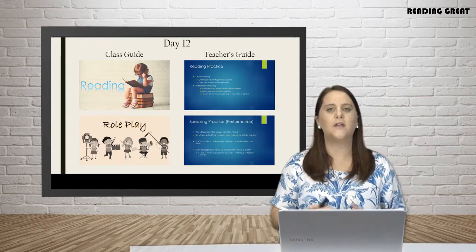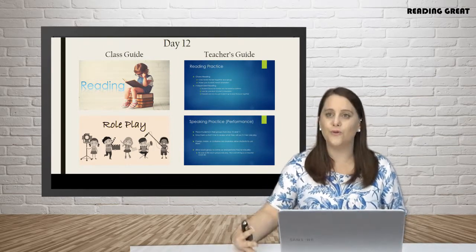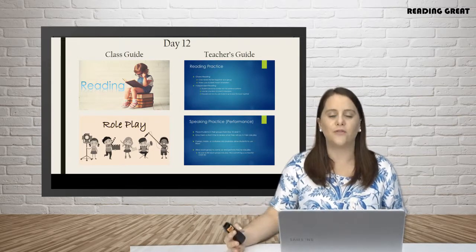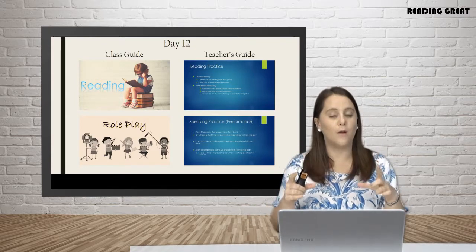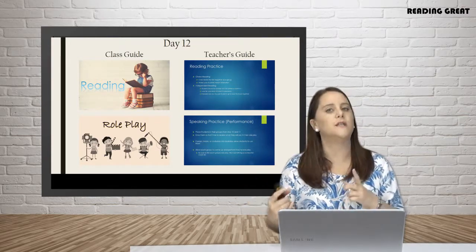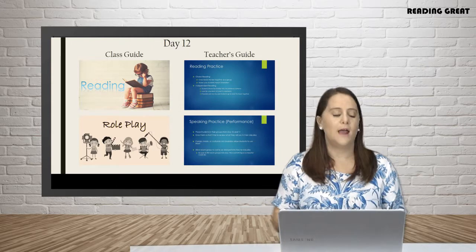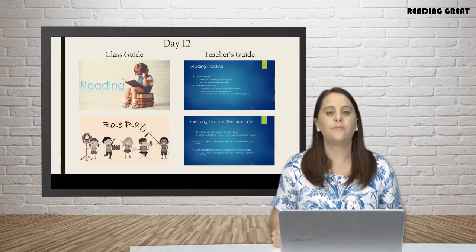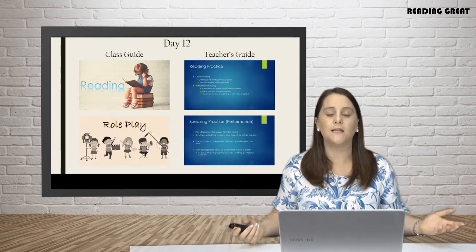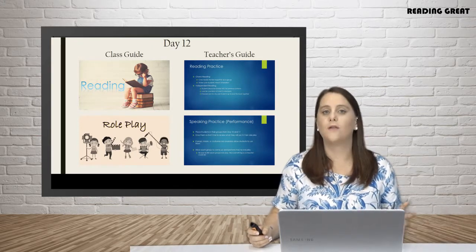Then, if you have any props, masks, or costumes that are available, allow the students to use them. Make this really fun and let them just kind of have some freedom to be creative here. Then, after that, allow each group to come up and act out their role play. Record it. This is a way you can track progress and also send to the parents so they can see what's going on. And then allow every group a chance to perform during this time. And that's Reading Great Level 1, days 1 through 12.